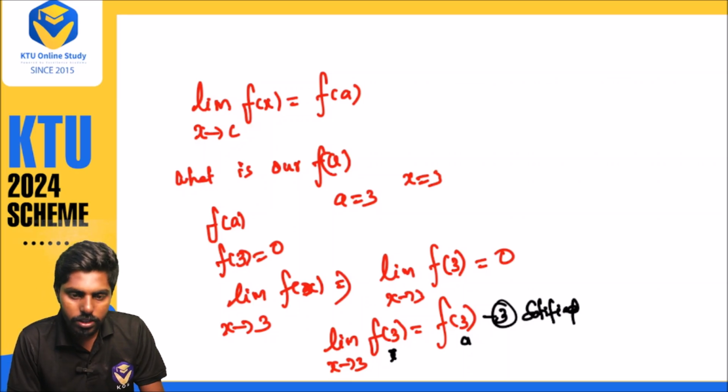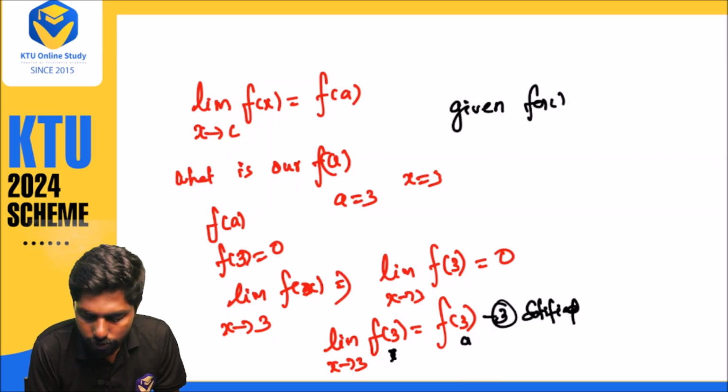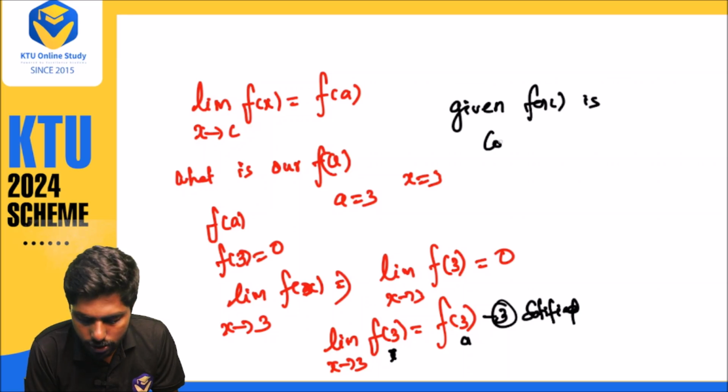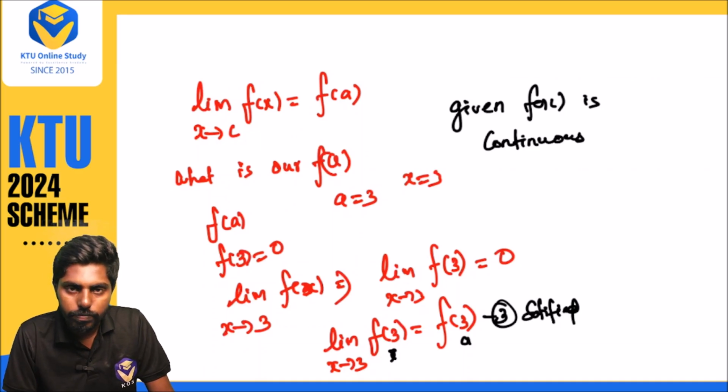So the three conditions are satisfied, which means the given function f of x is continuous. Okay, so we will move to problem number 2.